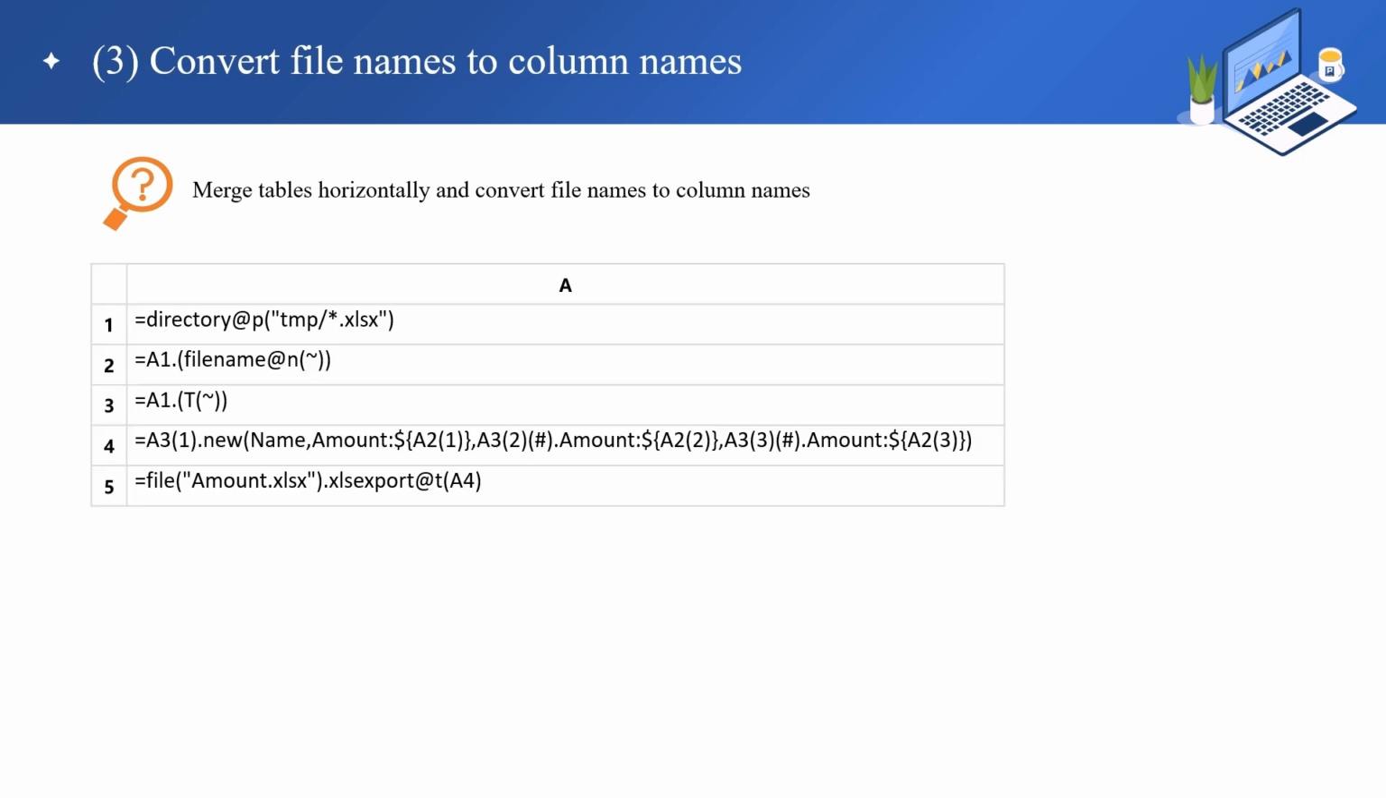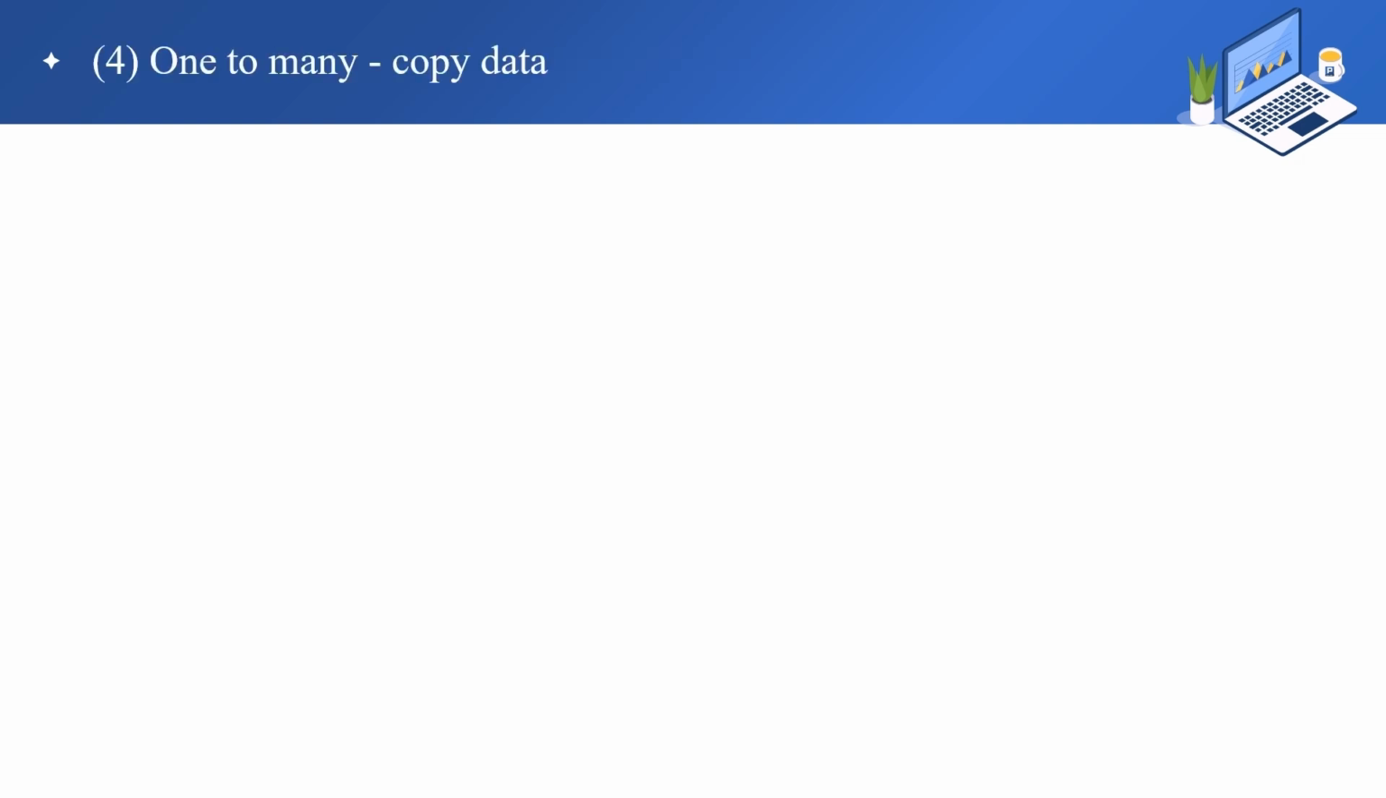Let's write the code. A1, list all file names in the directory. A2, obtain file names without extension. A3, read files as a table sequence. A4, convert amount fields of the original table sequence to corresponding file names while generating a new table sequence. Please note that this code requires the values and their order of the name column in 3 files to be exactly the same.